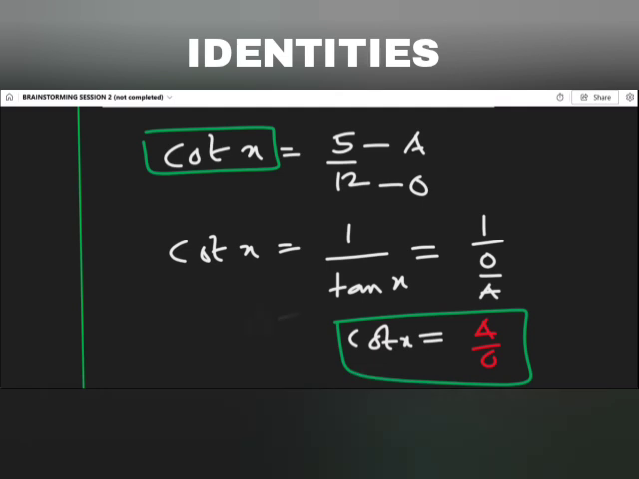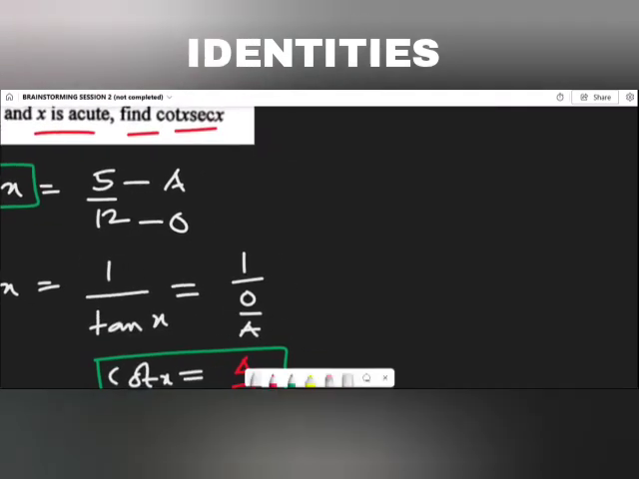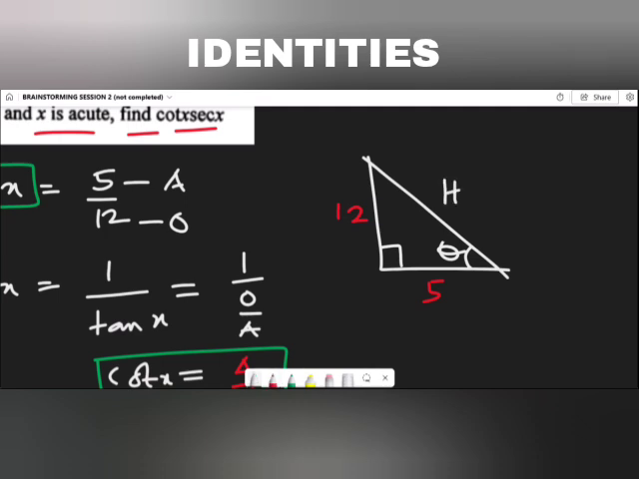Putting this on the right angle triangle, here represents our theta. Since we are given that our adjacent is 5 and our opposite is 12, it's very important we know the value of our hypotenuse.